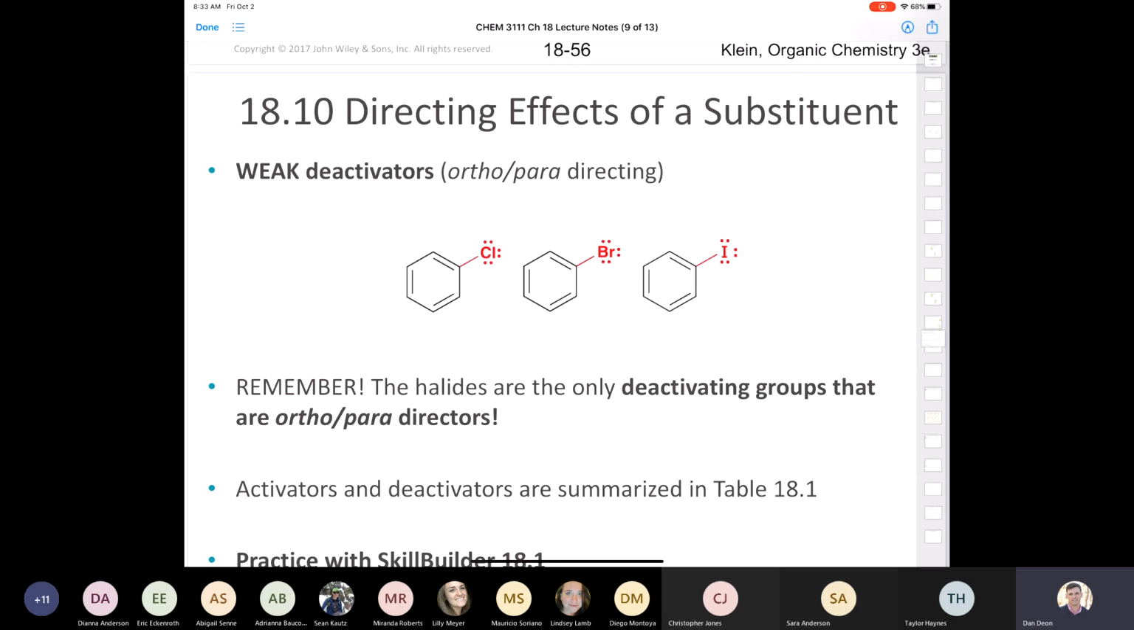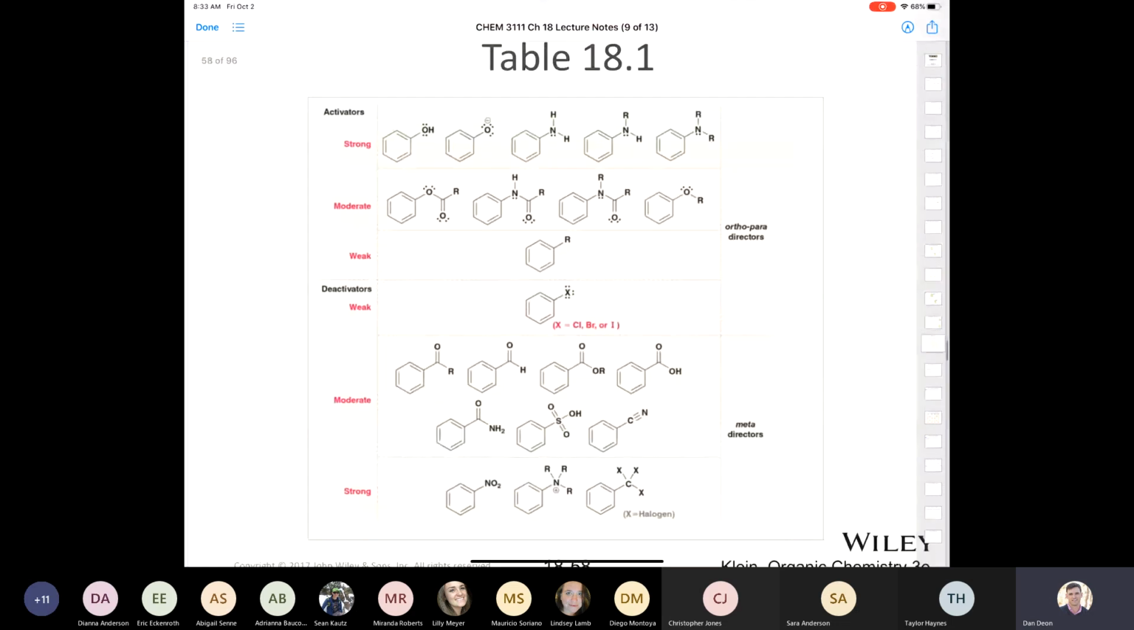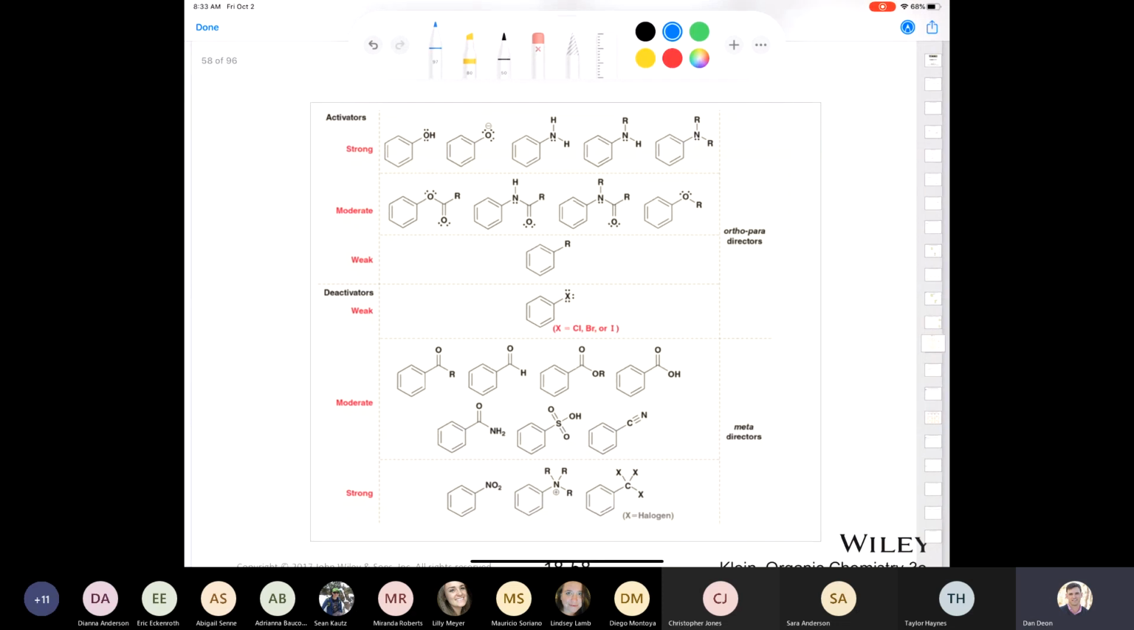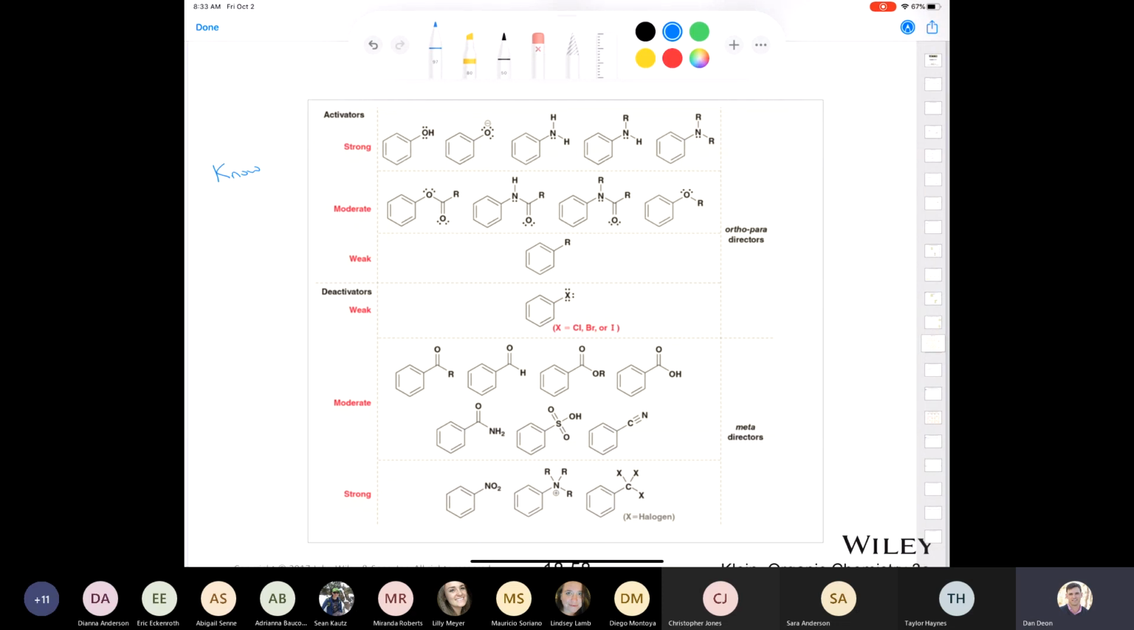Activators and deactivators are summarized in table 18.1. I don't think it would be a bad idea to memorize this table. Instead of putting the word memorize, I'll just put know this table. Make sure you know this table, know everything on it. It's a nice summary. We have ortho para directors at the top. Those are all activators except for the halogens, which are weak deactivators, but again, ortho para directing. And the meta directors are all summarized here as well.